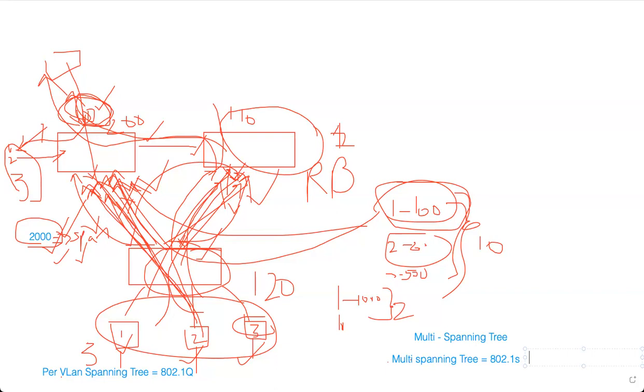Mohit, what are the spanning tree states?